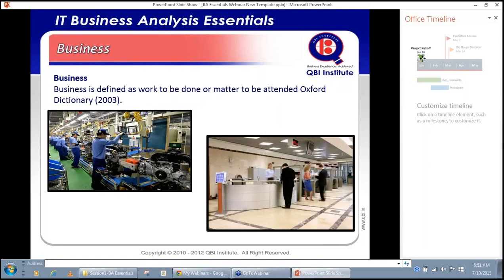Business. Business is defined as the work to be done or matter to be attended. So business analysis is the analysis of work to be done or matter to be attended. So friends, this is what business analysis is.